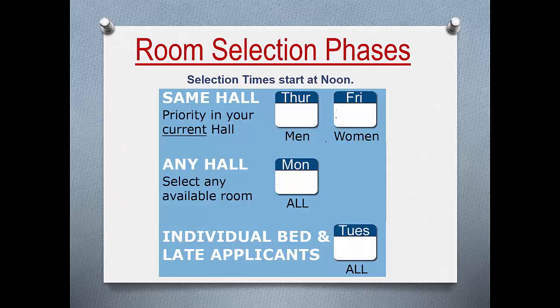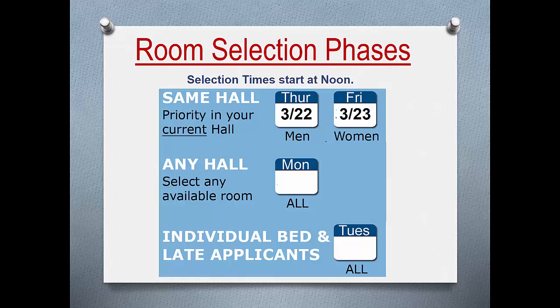There are 3 room selection phases: same hall, any hall, and individual bed. Same hall selection is for current students that want to renew living in their same hall. If you applied and roommate matched, we will automatically include you in this process. Same hall selection for men begins at noon on Thursday, March 22nd. Same hall selection for women is on Friday, March 23rd.